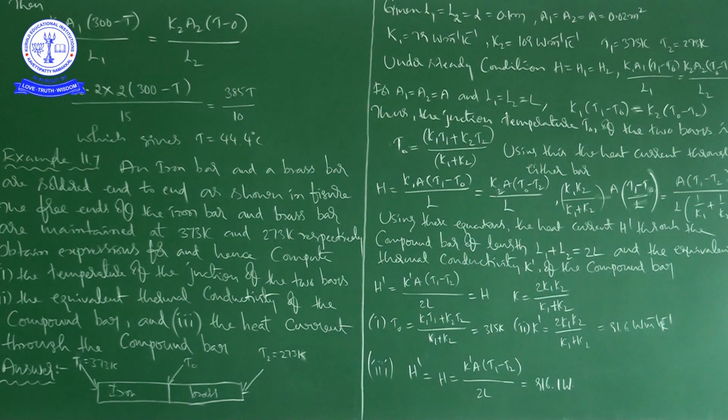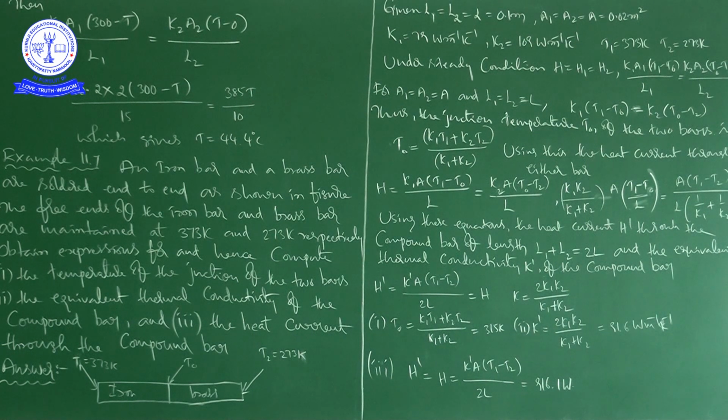So this is the given data. What is the given data? The length and area of cross section of the iron bar, and the length and area of cross section of the brass bar, and then the temperatures at these two points. That is, the free end of the iron bar is at 373 Kelvin and the free end of the brass bar is at 273 Kelvin. They also gave the thermal conductivity of iron, 79 watt per meter per Kelvin, and the thermal conductivity of brass, 109 watt per meter per Kelvin.